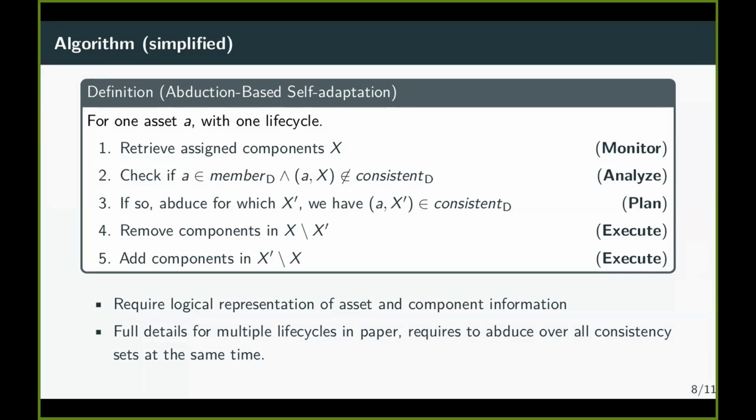But how the second mapping works is as follows. We look at every asset, we look at all the assigned components to it, and then we try for every stage: am I a member of it, and am I not consistent with it? Because if I'm a member and I'm consistent, then everything's fine. If I'm not a member, then I don't care anymore. And then we ask, give me an explanation x prime, such that if x prime would be true, if this would be my components, then I would be consistent. And then planning or execution is: can I actually remove everything that is left over, and can I add all the components which are in x prime and not in my current ones? And if you do this for multiple life cycles, you just have a little bit more conditions.